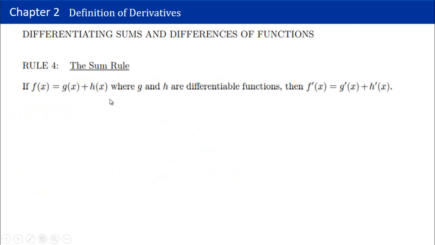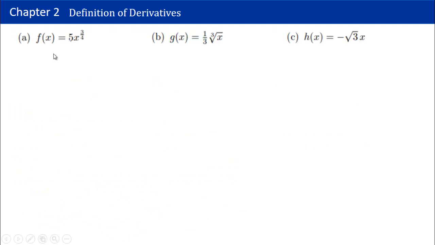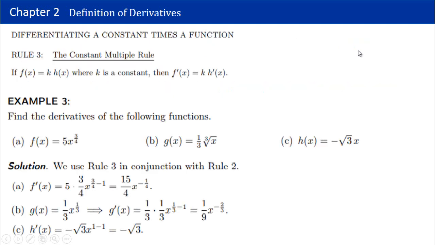If we're going to add the g of x and h of x, then the first derivative is the sum of their derivatives. Example to that is we have letter A. So, for example, f of x equals 5x raised to the power of 3/4, and the g of x equals 1/3 times cube root of x, and letter C, we have h of x equals the negative square root of 3 times x. We know in the past na ito ang kanyang mga derivative. We have 15 over 4x to the negative 1/4. We have 1 over 9x to the power of negative 2/3, and we have negative square root of 3.